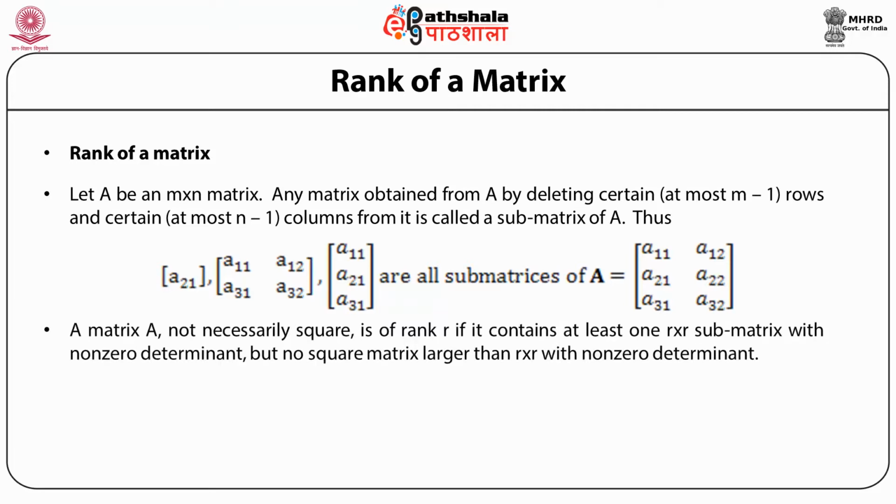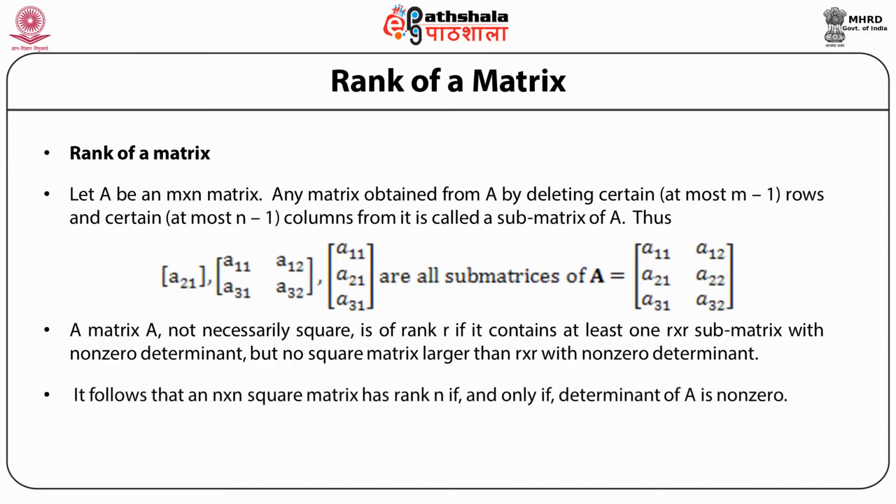A matrix A, not necessarily square, is of rank R if it contains at least one R cross R submatrix with non-zero determinant, but no square matrix larger than R cross R with non-zero determinant. It follows that an n cross n square matrix has rank n if and only if the determinant of A is non-zero.